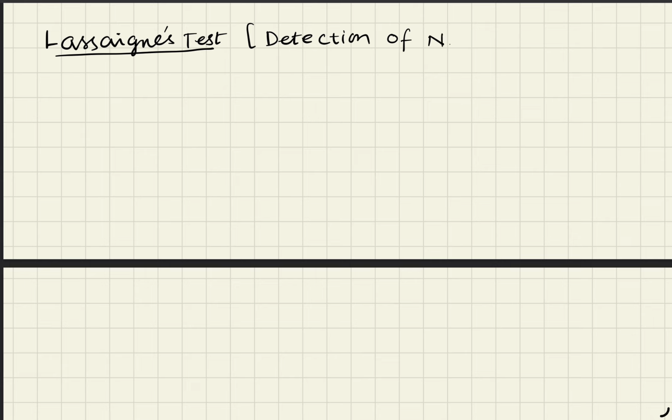Next one, the Lassaigne test. This Lassaigne test is for detection of nitrogen, sulfur, halogens, and finally phosphorus. Halogens are chlorine, bromine, iodine. So these elements can be identified by using the Lassaigne test. How to do this Lassaigne test?